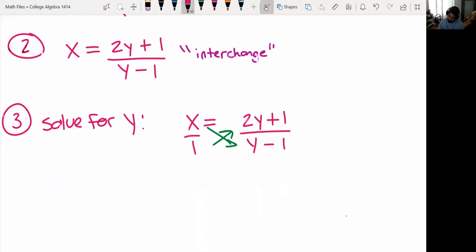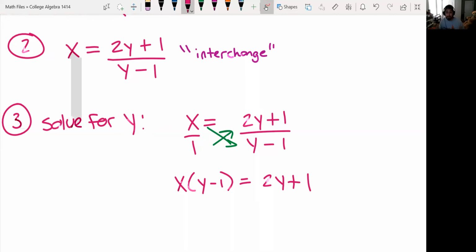Which will give me x times y minus 1 equal to 2y plus 1. Okay, and now we must remember what we're solving for. So at this point, we are still solving for y.